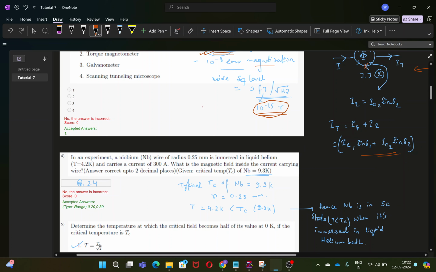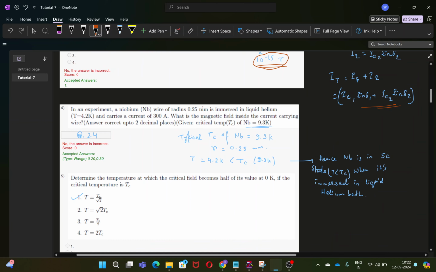Now the fourth question, again a mathematical question, is this: in an experiment, a niobium wire of radius 0.25 millimeter is immersed in a liquid helium bath which has a temperature of 4.2 Kelvin and it carries a current of 300 ampere. Then what is the magnetic field inside the current carrying wire? That is, the field actually generated by the current. Okay, so the given critical temperature of niobium here is 9.3 Kelvin.